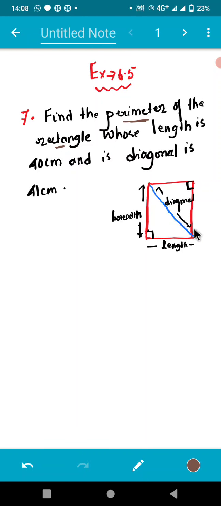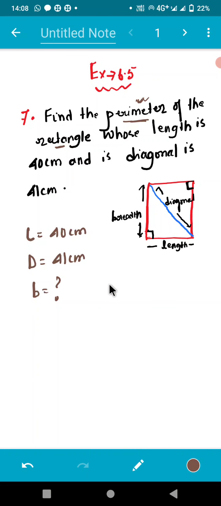So this is the rectangle given, students. Now whose length is 40 centimeter. See the length, this is breadth, and this blue line is a diagonal. Fine. So the measurement of the diagonal is also given. So length is given 40 centimeter and diagonal is given 41 centimeter. So what you have to find out? Breadth. And why you have to find out breadth? Because we have to find out the perimeter of a rectangle, isn't it?